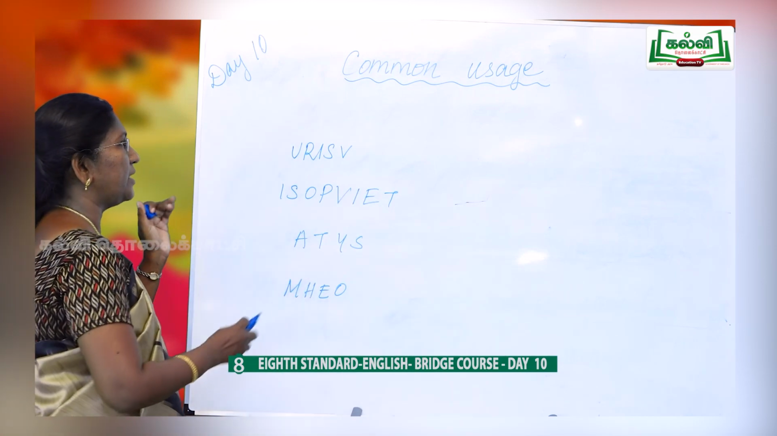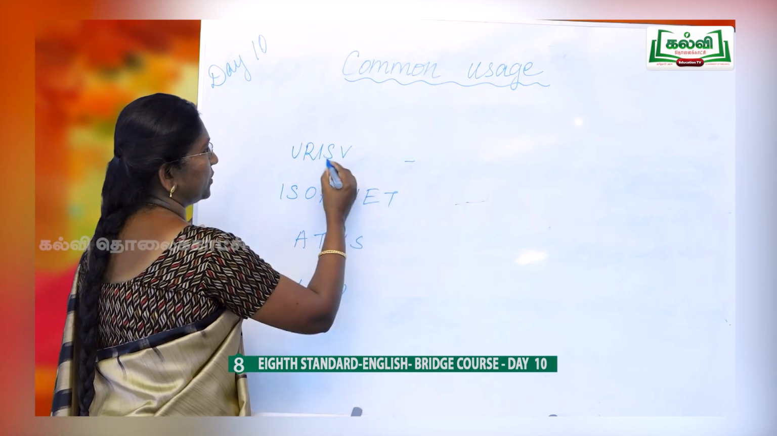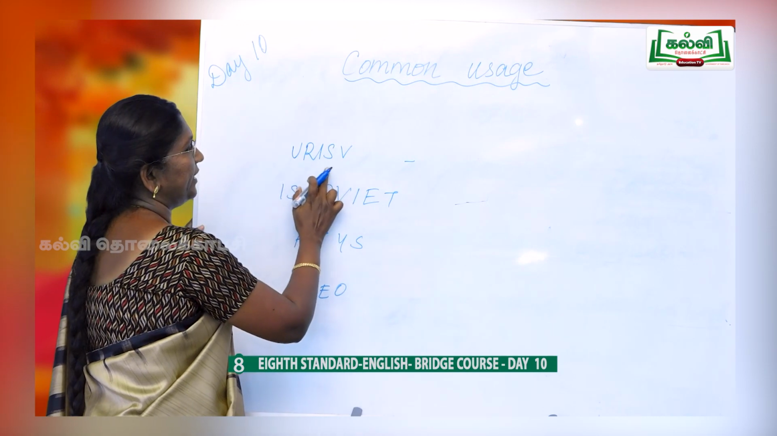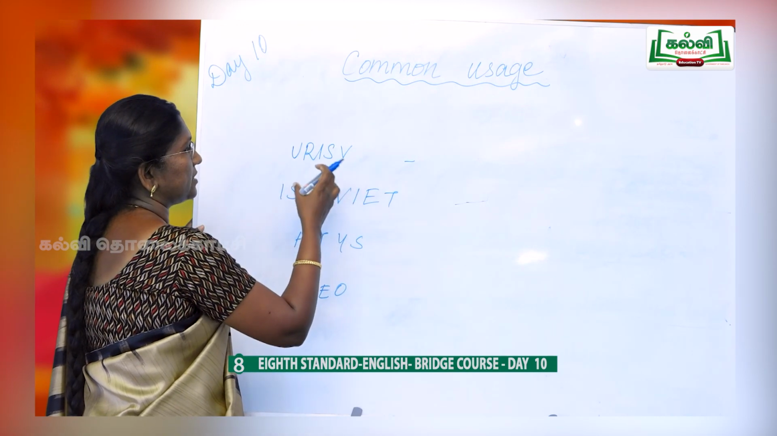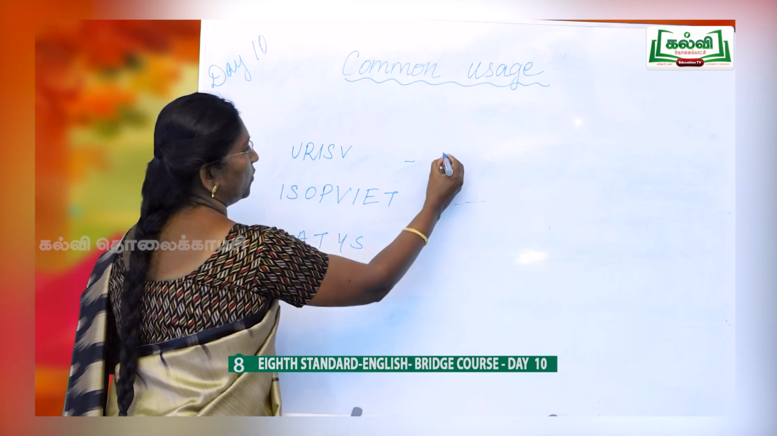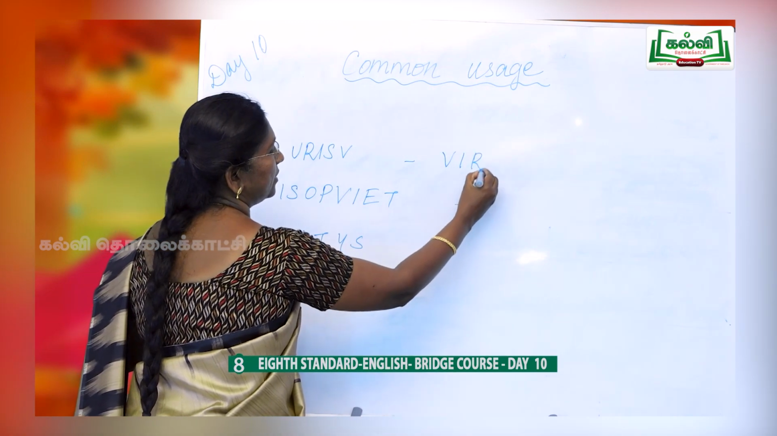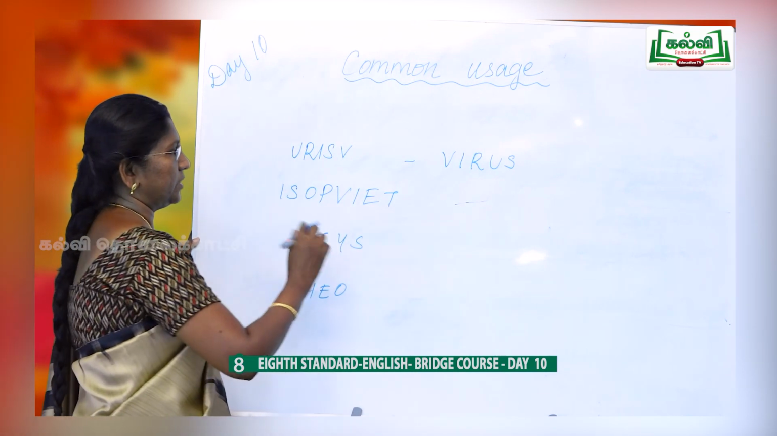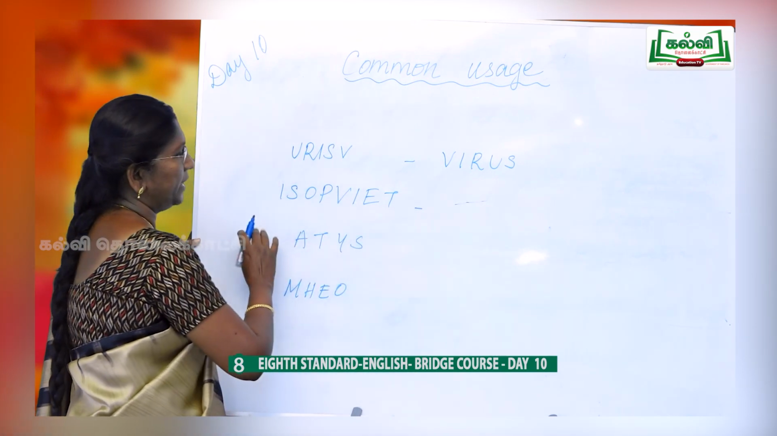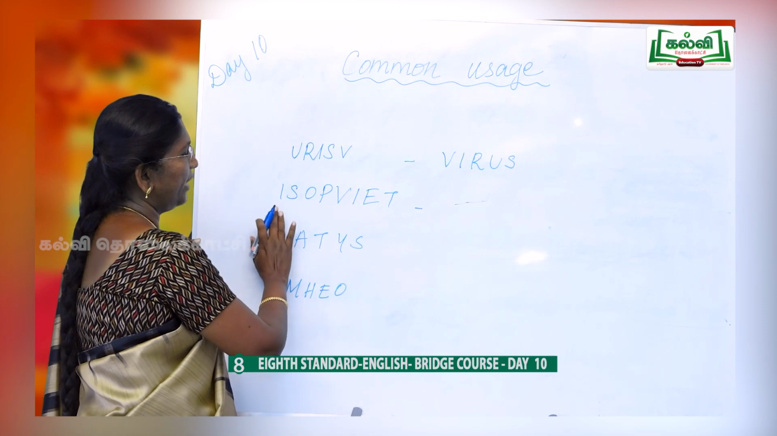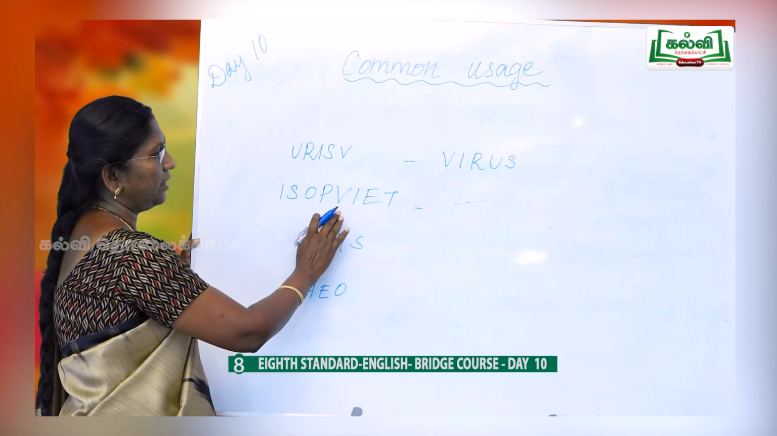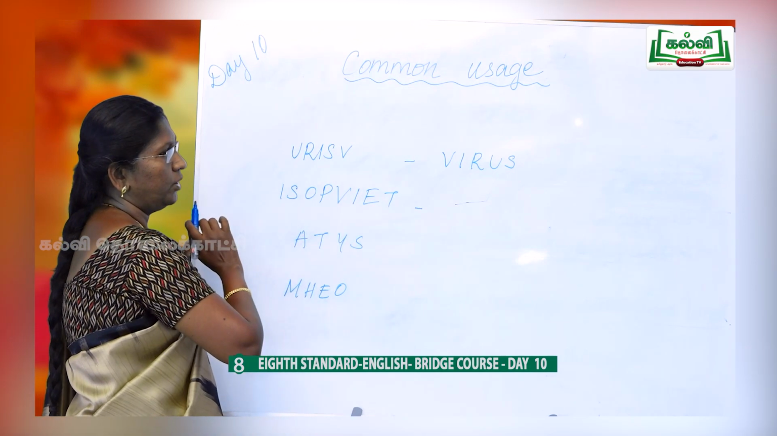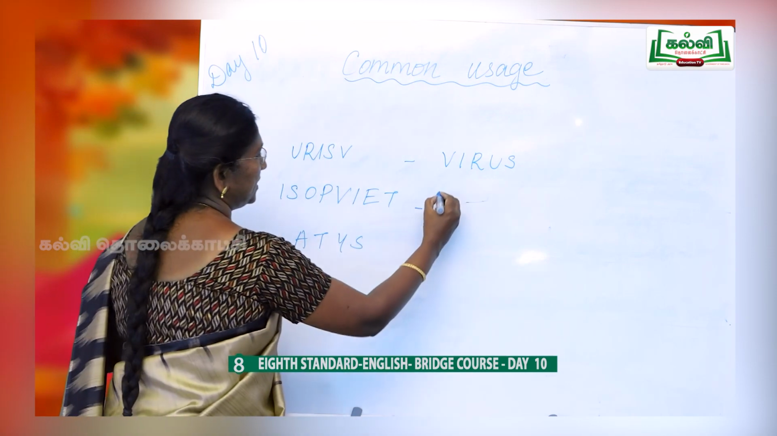So the first word, shall we try? The first word here is URISV. Now we shall make an arrangement. VIRUS, virus. Okay, the first word. Second word, just make a try. You have ISOPVIET. What can it be? Yes, positive.